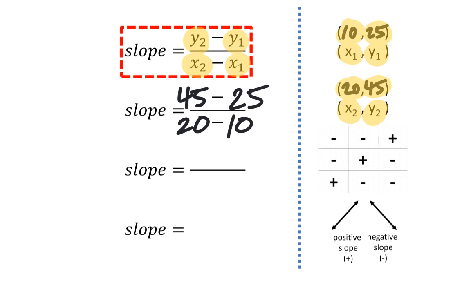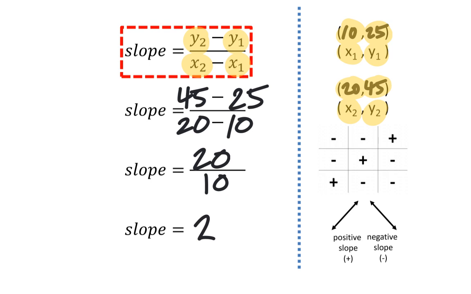Therefore, 45 subtract 25 is 20, and 20 subtract 10 is 10. 20 over 10 is the same thing as 20 divided by 10, which is the same thing as just 2. Therefore, the slope is 2.